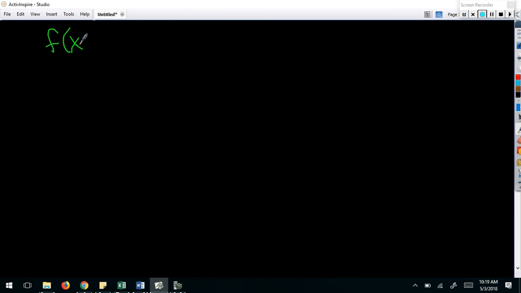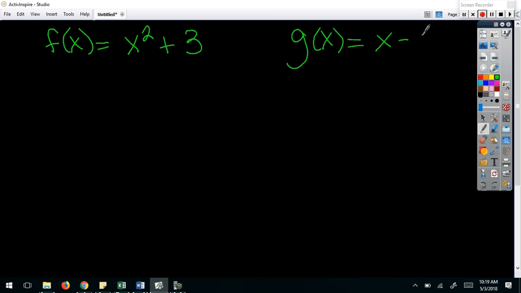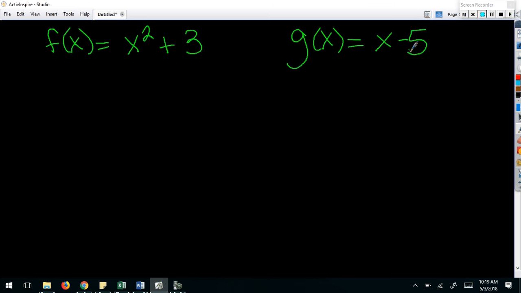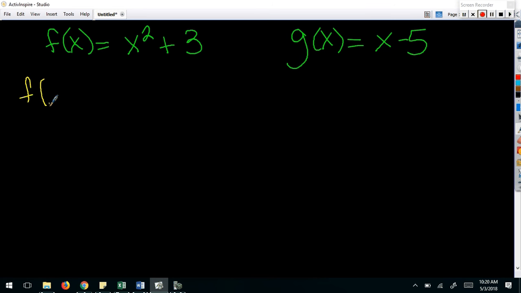This is composition. Let me define another f and g. Let me do x minus 5. First thing I want you to find: x squared plus 3.